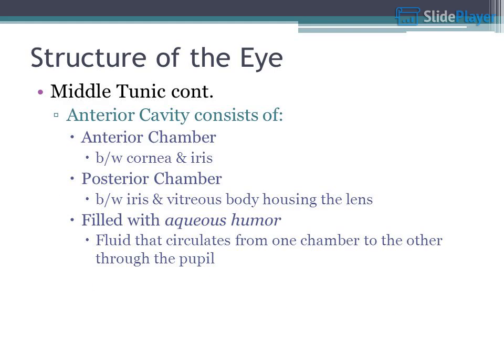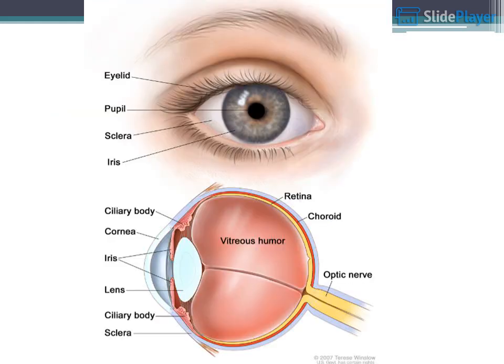Anterior cavity consists of the anterior chamber, between cornea and iris, and the posterior chamber, between iris and vitreous body, housing the lens. Filled with aqueous humor, a fluid that circulates from one chamber to the other through the pupil.